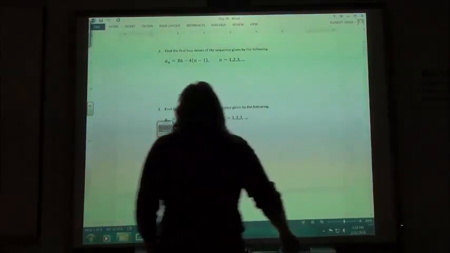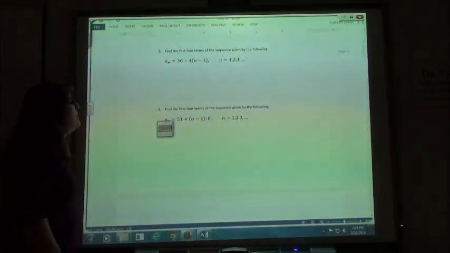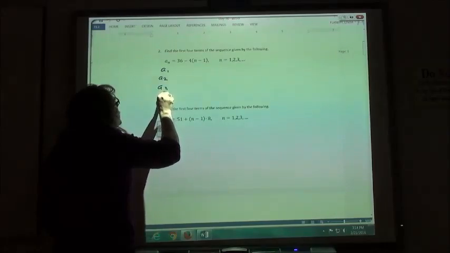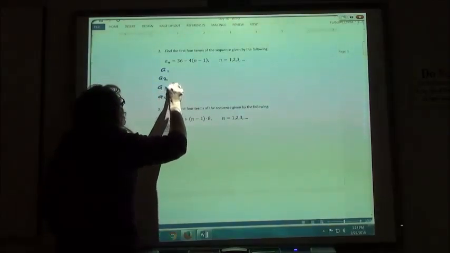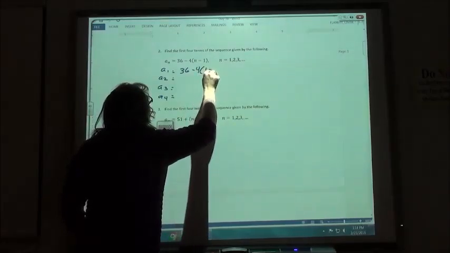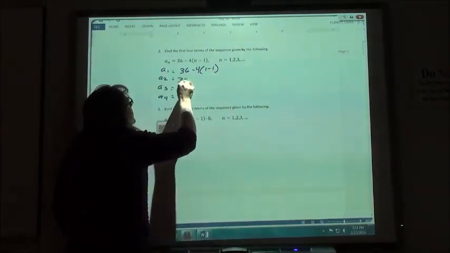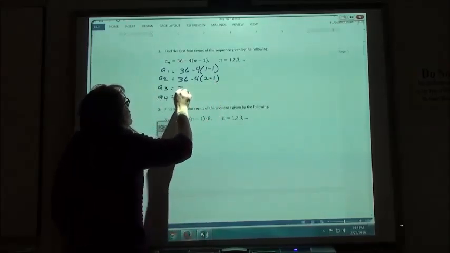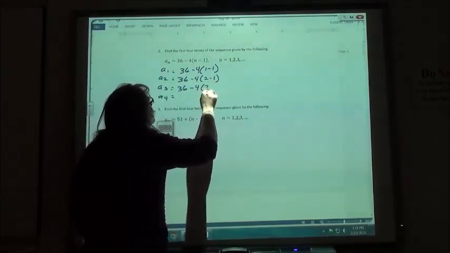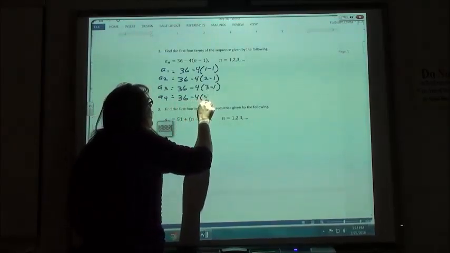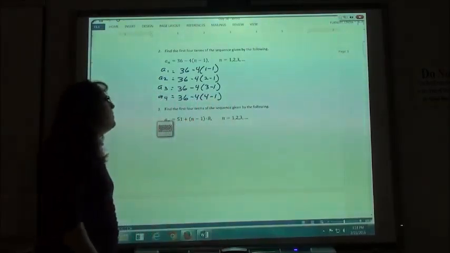So number 2, finding the first 4 terms of my sequence. So a sub 1, a sub 2, a sub 3, and a sub 4. 36 minus 4 times 1 minus 1. 36 minus 4 times 2 minus 1. 36 minus 4 times 3 minus 1. And 36 minus 4 times 4 minus 1. Plugging in my values for n.